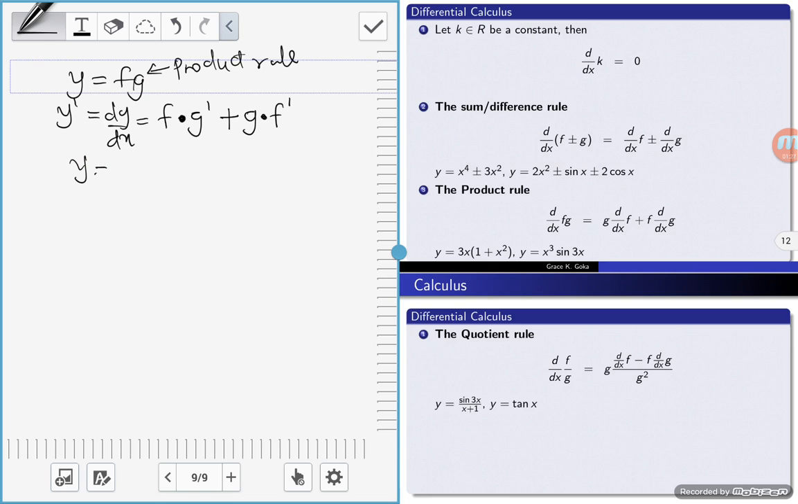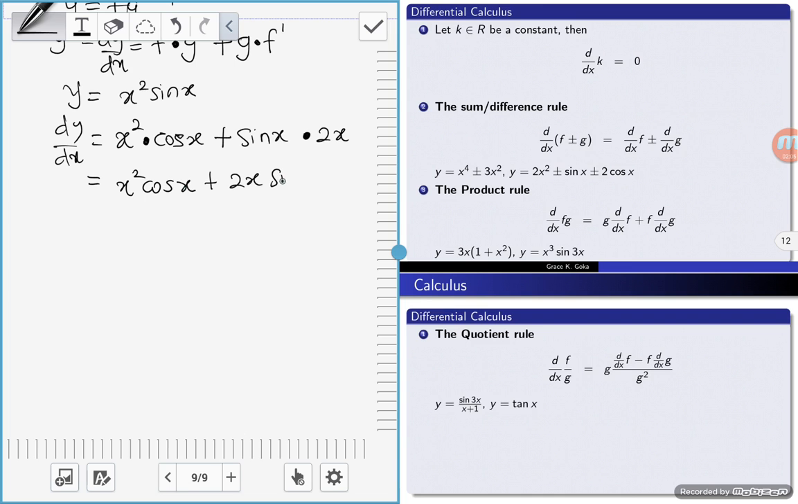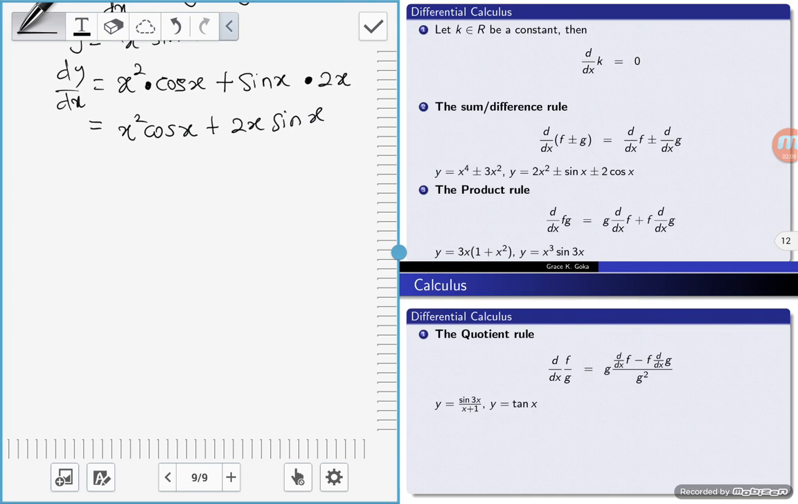Alright, example: if y is equal to x squared times sine x, then dy dx is keep one constant. So if you keep the first function constant, it means we have x squared times differentiate sine x. If you differentiate sine x, you get cos of x, plus you do the reverse. Keep the second function constant, sine x, times you differentiate the first function, 2x. So if you simplify this, we have x squared cos of x plus 2x sine of x.